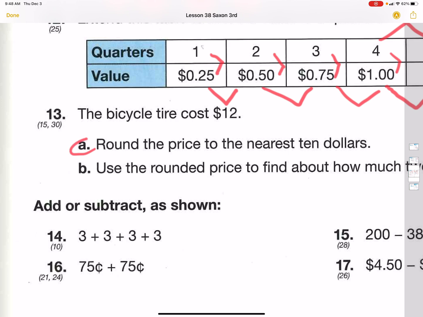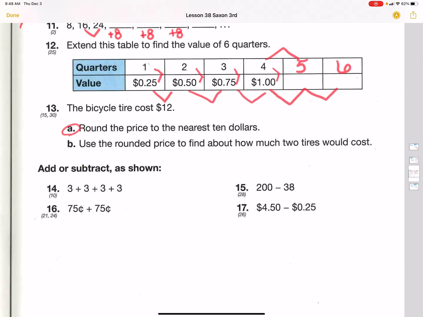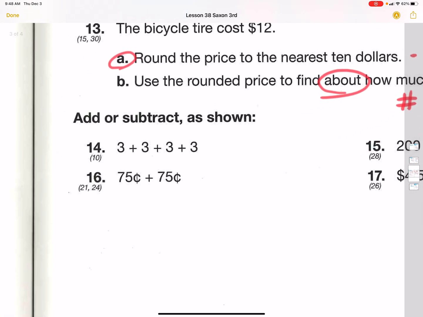Number 13, the bicycle tire costs $12. Round the price to the nearest 10. Use the rounded price to find out about how much 2 tires would cost. So whenever you do this, you take this number, your answer, and add it 2 times. Okay, remember to be pausing and solving as I go on. 14, adding 3 4 times. It's the same as 4 times 3.